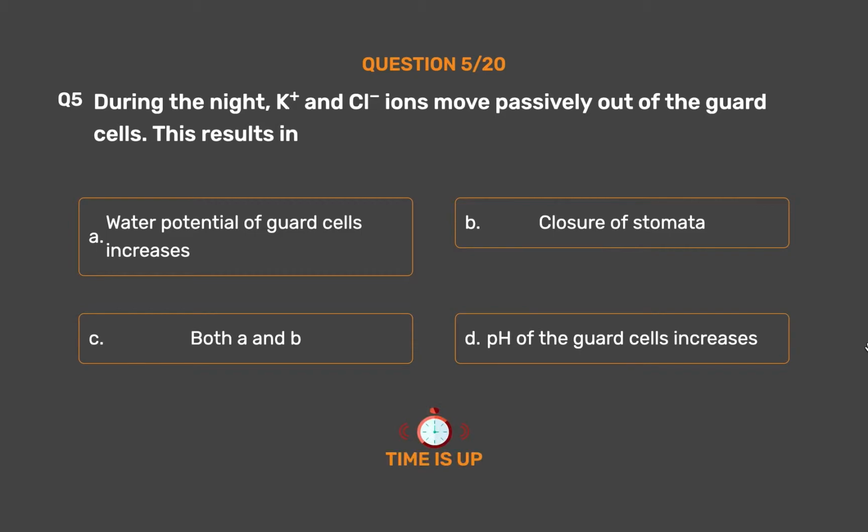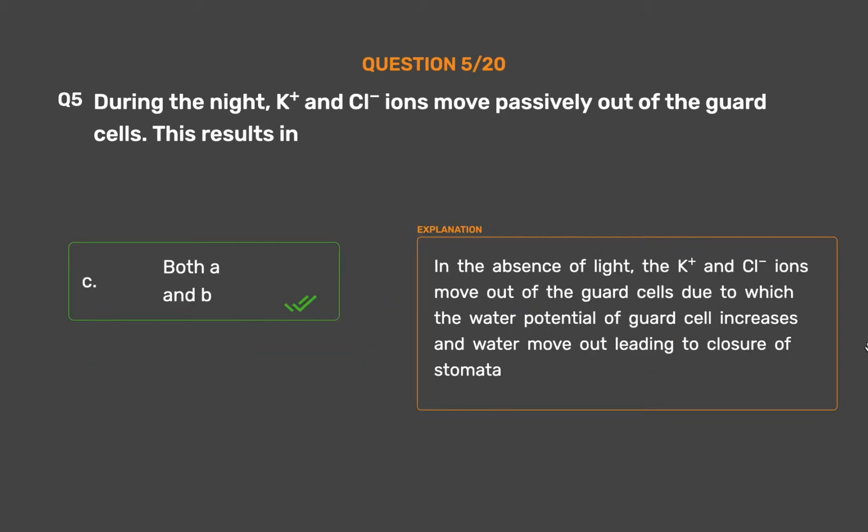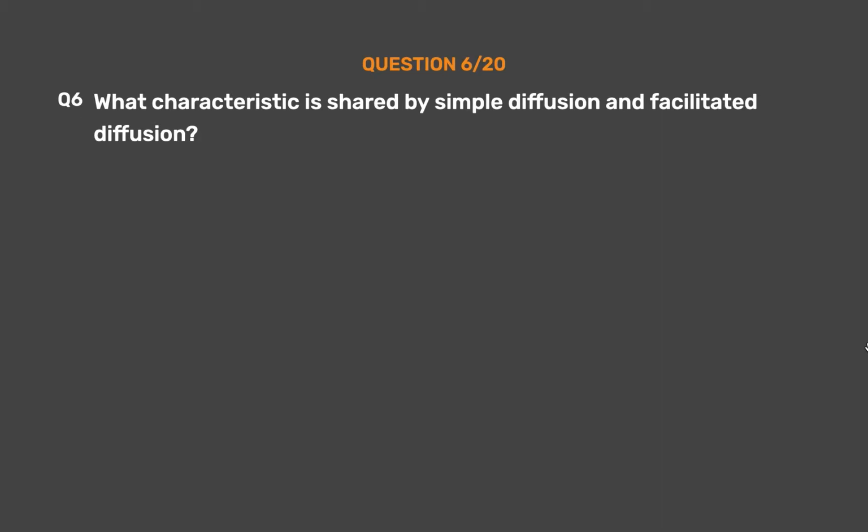The correct answer is option C, both A and B. In the absence of light, the K+ and Cl- ions move out of the guard cells, due to which the water potential of guard cells increases and water moves out, leading to closure of stomata. Question number 6. What characteristic is shared by simple diffusion and facilitated diffusion?